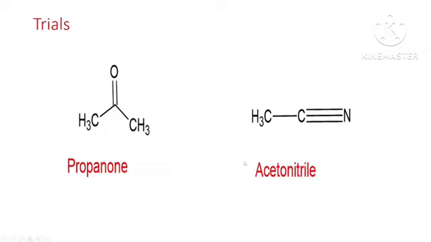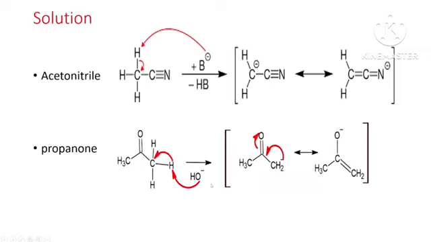Once they are the same, then it means that you are good to go. All right, so this is the solution. For acetonitrile, this is how you form the carbanion, as simple as that, as I explained in the previous slide. All you have to do is, this is your base. Your base abstracts a proton.